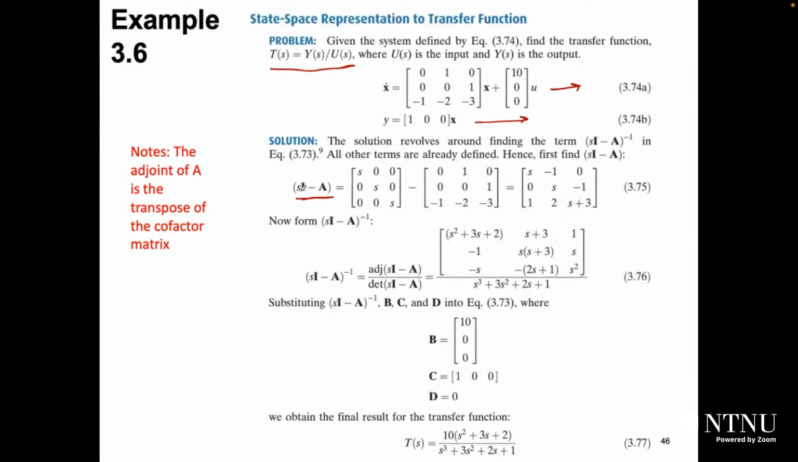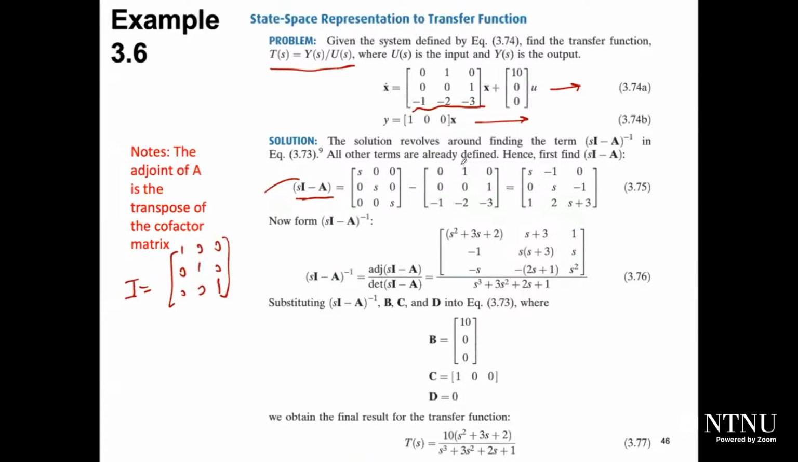So S multiplied by the identity matrix, it will be this one, right? S multiplied by I. The identity matrix here is 1 0 0, 0 1 0, 0 0 1 multiplied by S. So just multiply each element. S times 1, it will be S. S times 0, it will be zeros. S 0 0, 0 S 0, 0 0 S. So this one will be SI minus A. This is my A matrix, right? Subtract element by element.